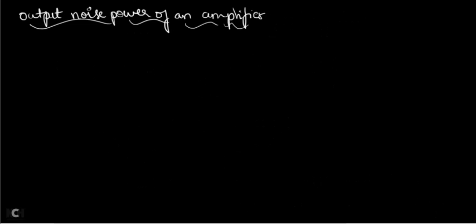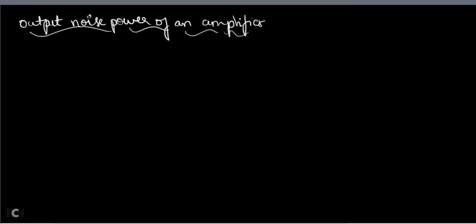Now let us derive an equation for the output noise power of an amplifier. So consider there is one amplifier present here.